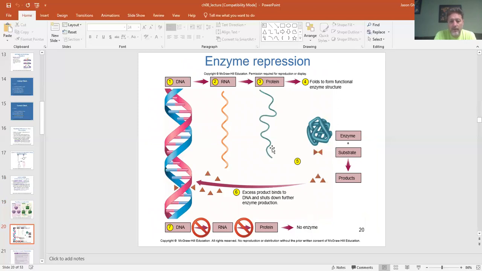For the gene regulation of it here, since we have to go from DNA to RNA to protein, then it gets folded up and makes our enzyme. We have our reactions, we get our products. This product will then go and stop the copying of the DNA. It can stop it from going from DNA to RNA or from RNA to a protein. And if we stop it anywhere, then we don't get the enzyme. And this is a way to regulate the reactions.